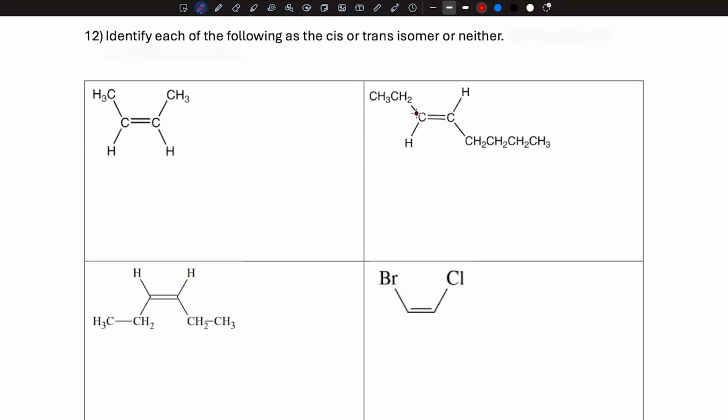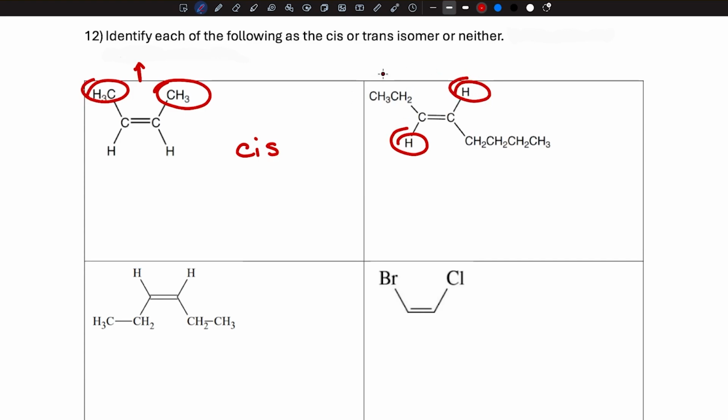In the next problem, we are tasked with identifying each of the following as either cis or trans or neither. In the first problem, I see two groups that I can compare. So this methyl and this methyl, and they're clearly both facing the same side, meaning that this is the cis isomer.